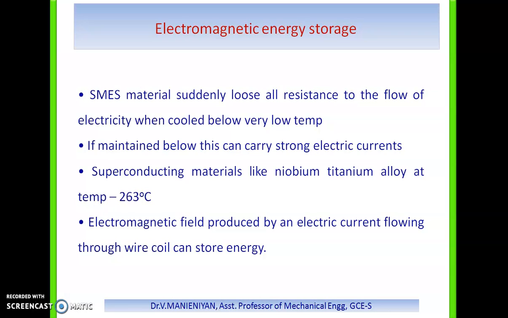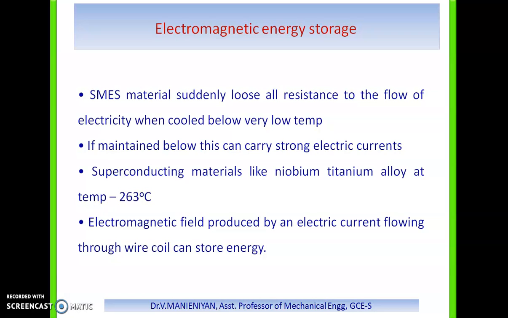A useful superconducting material available commercially is niobium titanium, which works at temperatures below minus 263 degrees Celsius. A compound of niobium and tin works below minus 255 degrees Celsius. An electromagnetic field, such as that produced by an electric current flowing through a wire or coil, can store energy. Under ordinary conditions, losses result from the resistance of the wire, and energy must be supplied continuously to maintain the current.